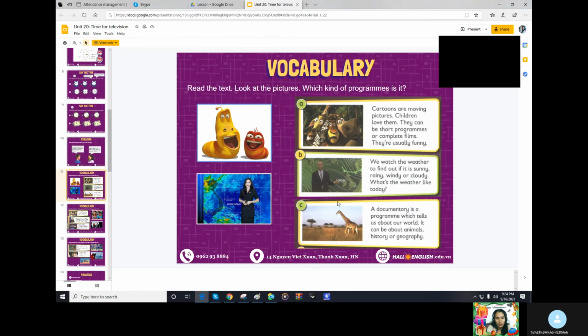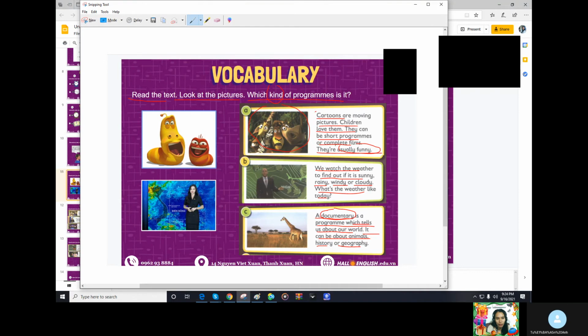How about the next one? This picture here in letter B. We watch the weather. What kind of program is that? It's a weather program. It's news. It's news, all right. Or weather forecast. So they tell us what the weather will be like. Okay. And the last one, this is a documentary program. It talks about animals, history, or geography. Okay, very good. This is a real life program.